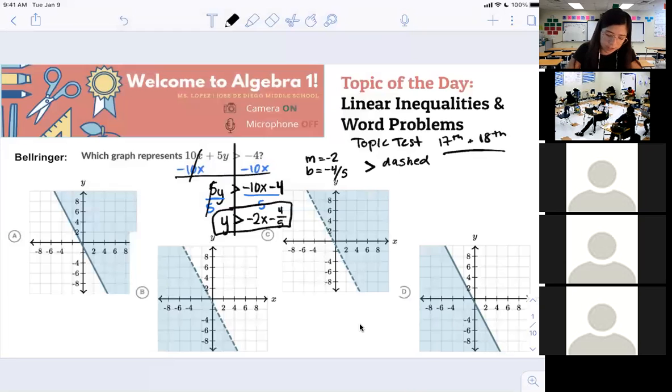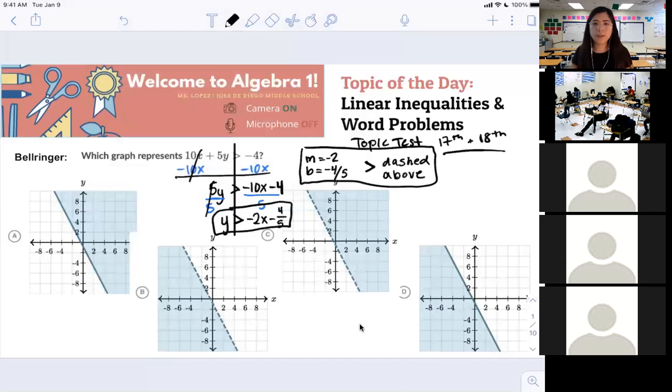Alyssa says it in the chat. It's going to be shaded above. So only one answer choice meets all of the criteria: negative slope, the y-intercept is negative 4 over 5, and the dashed line is shaded above. Which of those is it? C. C, good.